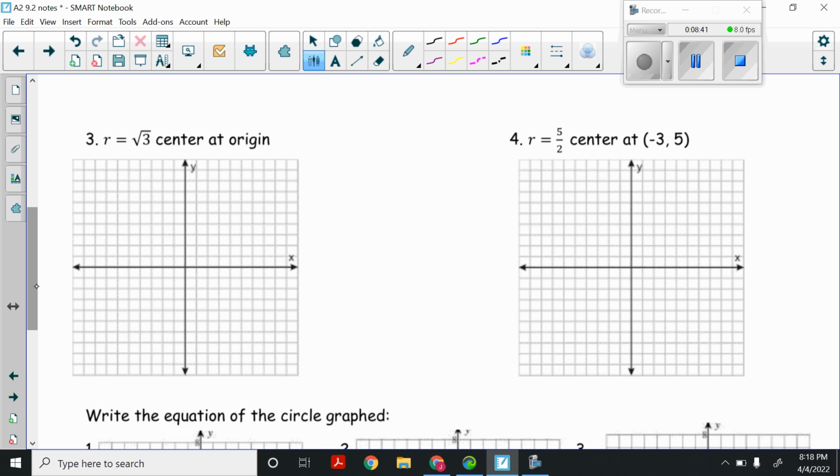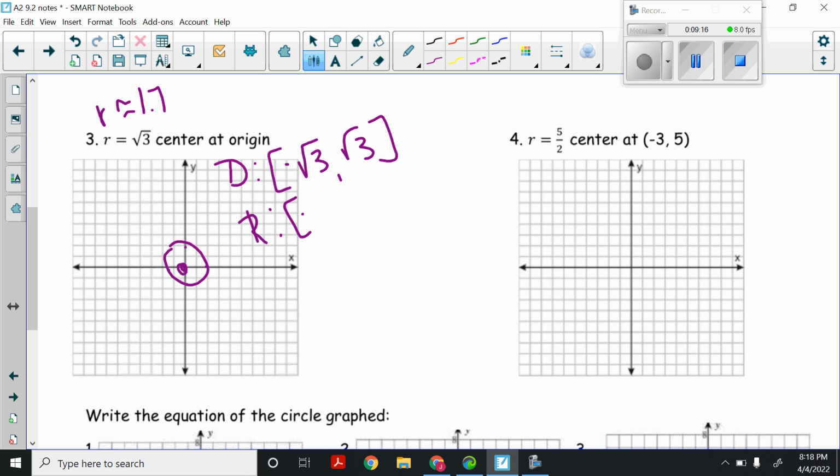Number 3, the radius is the square root of 3. The center is at the origin. So the square root of 3, that is not a nice whole number. That is approximately 1.7. Go approximately 1.7 out in each direction. And again, make a circle. So my domain, I know it would be from negative square root of 3 to the square root of 3. My range, same thing, negative square root of 3 to the square root of 3.